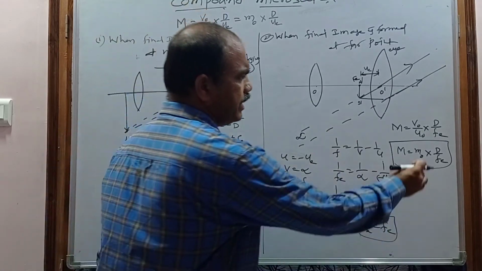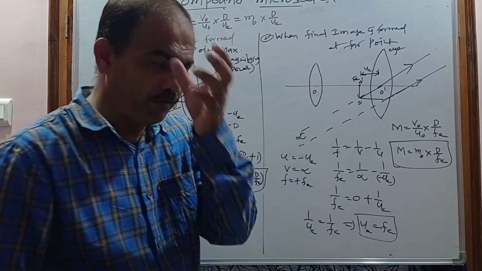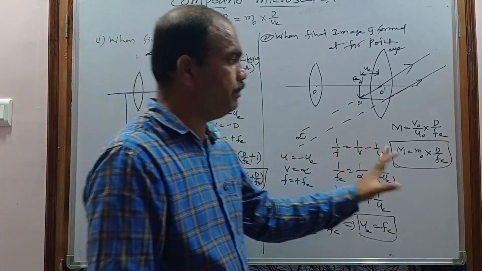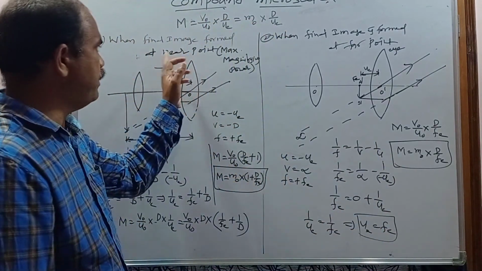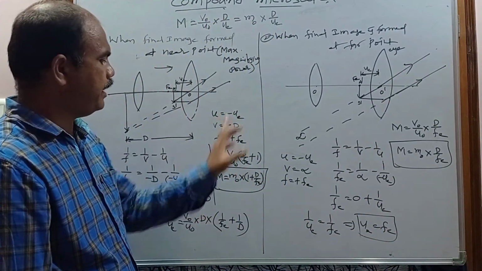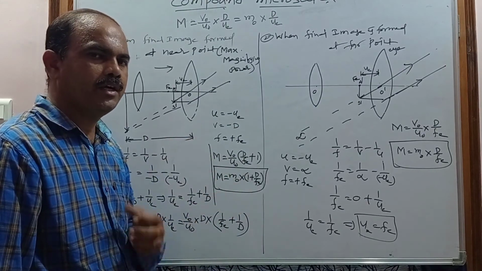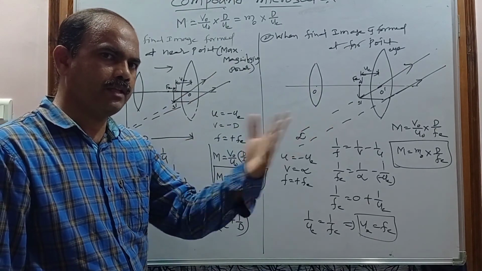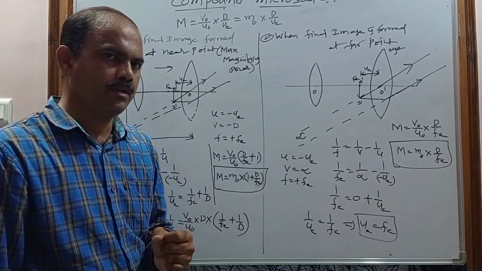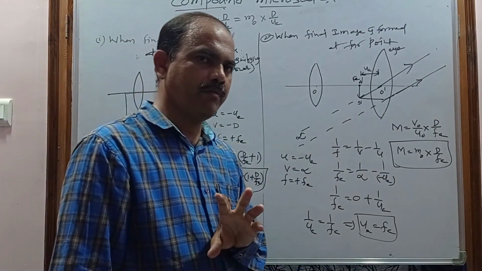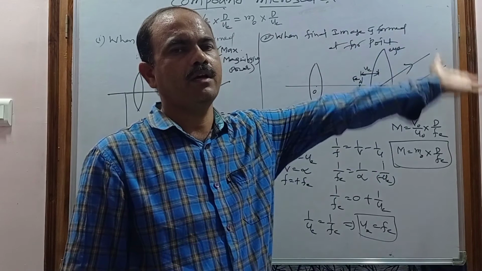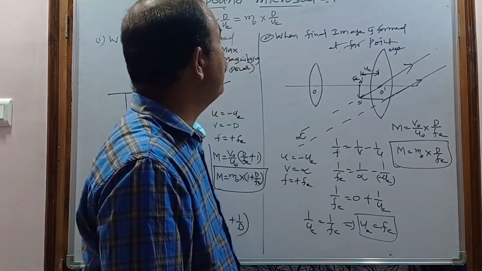But in this case the magnifying power will be minimum, but the eye will be relaxed. But when the image is formed at the near point, it has the maximum magnifying power, but our eye will be strained. To get the maximum magnifying power, the image must be formed at the near point. To get the minimum magnifying power, the image can be formed at infinity or the far point. So this is about the compound microscope.